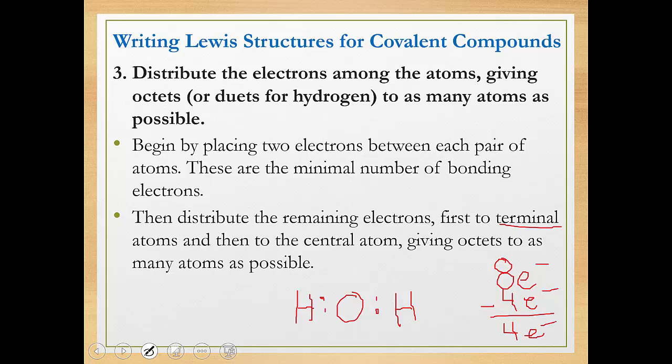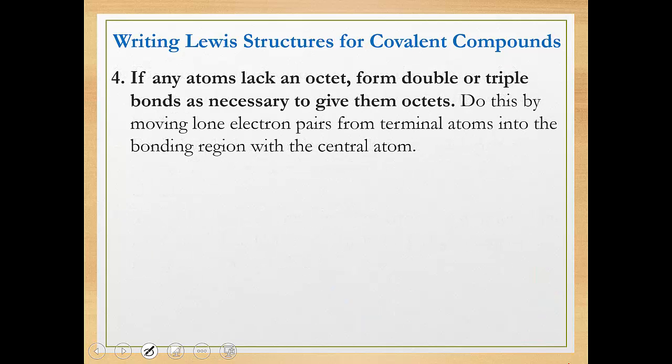I have to spend 4 more electrons, and I have to give everybody an octet if possible. Well, hydrogen doesn't need an octet, so let me go back and give oxygen an octet. Well, look at that. That spends the last 4 electrons. I've spent everything. I'm at a 0 balance. Oxygen has an octet. Hydrogen has a duet, which is all it needs. So good to go. Okay, now that may not always be the case.